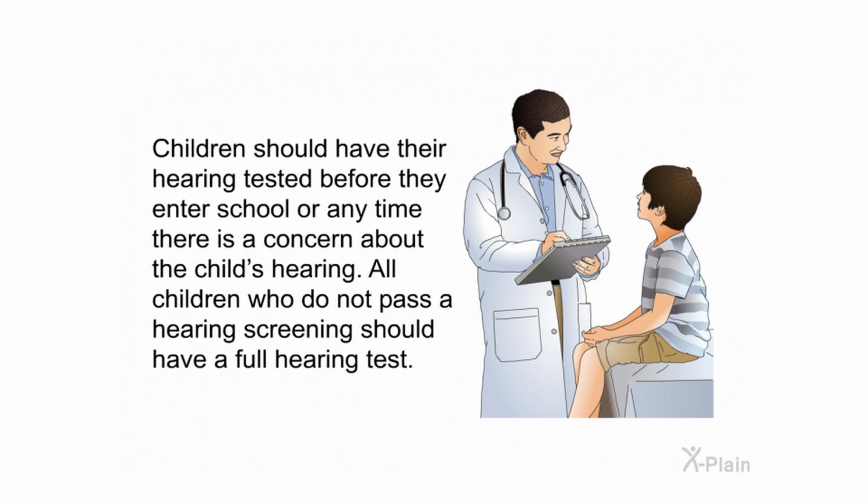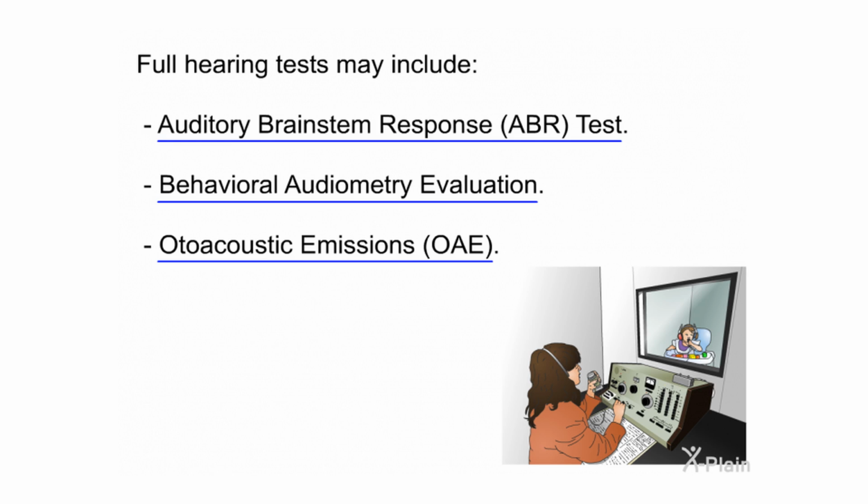Children should have their hearing tested before they enter school or any time there is a concern about the child's hearing. All children who do not pass a hearing screening should have a full hearing test. Full hearing tests may include auditory brainstem response, ABR test, behavioral audiometry evaluation, otoacoustic emissions, OAE.